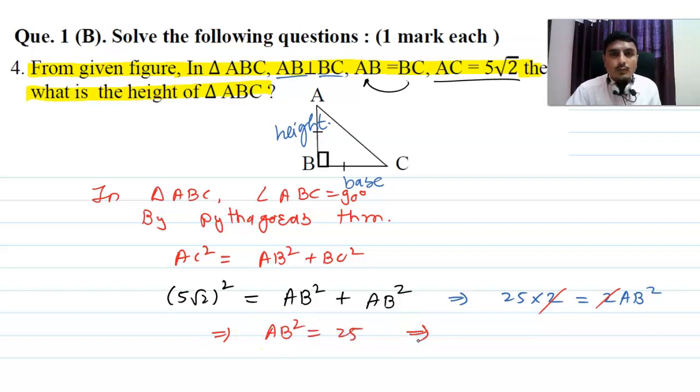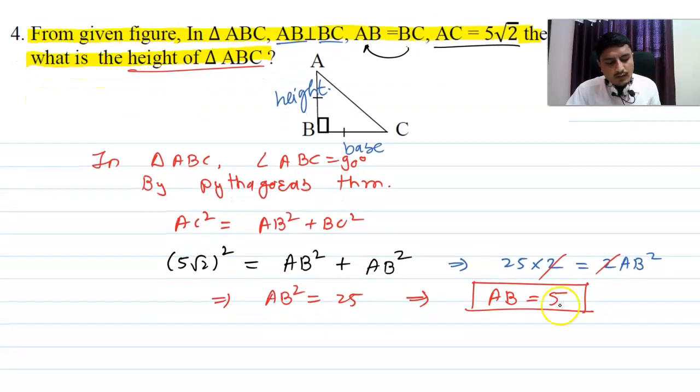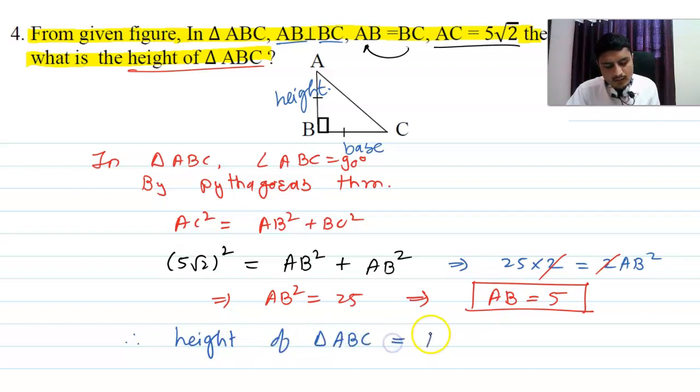Let's take the square root on both sides. The square root of AB square is AB, while the square root of 25 is 5. So the height of the given triangle ABC is 5 units. So we write at last the final solution. Therefore the height of triangle ABC is AB, and that equals 5 units. Or we may say it is the same as BC, so we may write AB equals BC equals 5 units here.